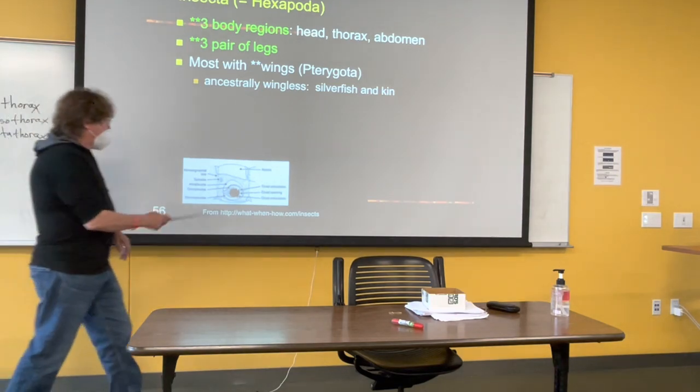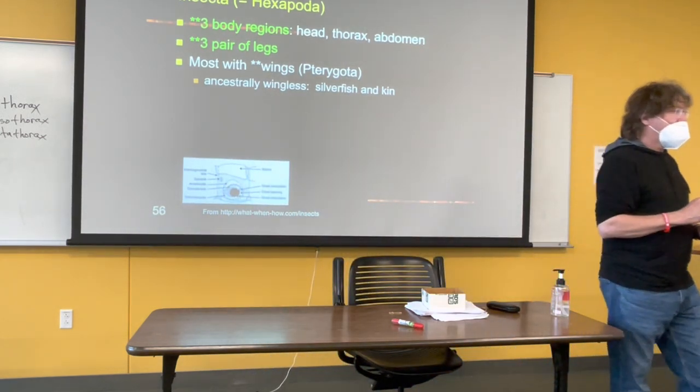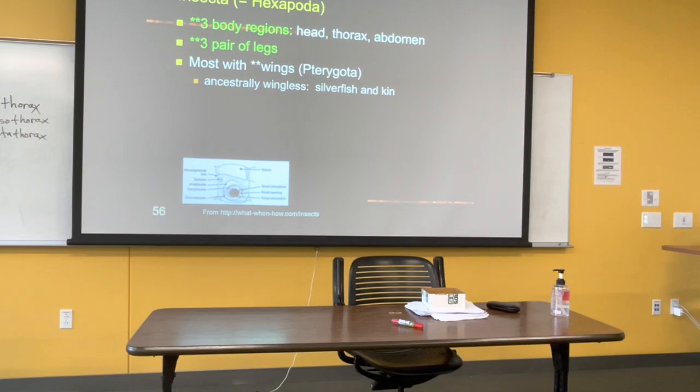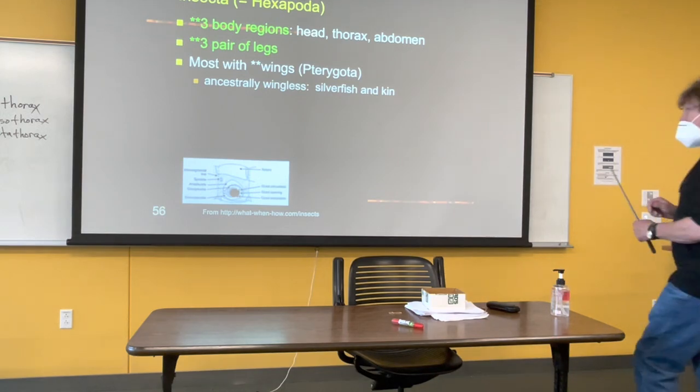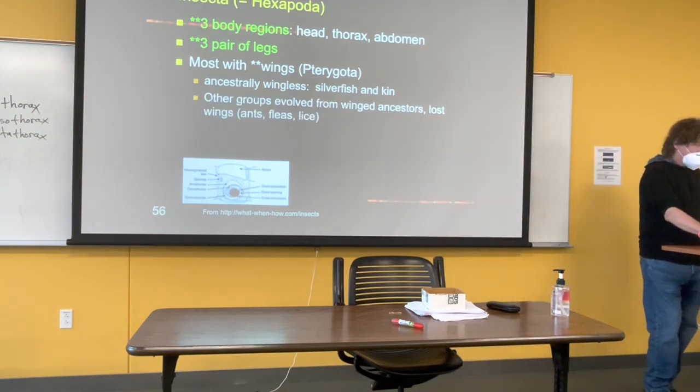All right, but yes. Why are wings considered an apomorphy if, like, silverfish came from something with wings? Well, it's not an apomorphy for the Insecta. It's an apomorphy for Pterygota. Oh, okay. And springtails, you look up there where I have springtail, silverfish, they're outside of Pterygota. Okay, they're a different clade. Okay, but they are ancestrally without wings.